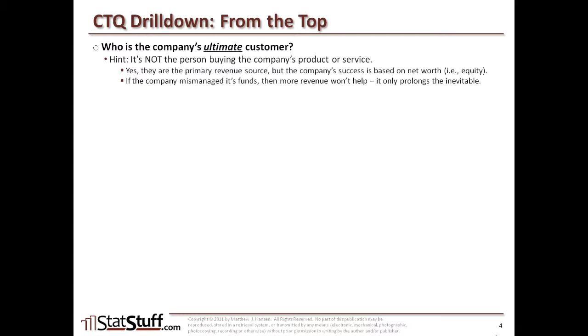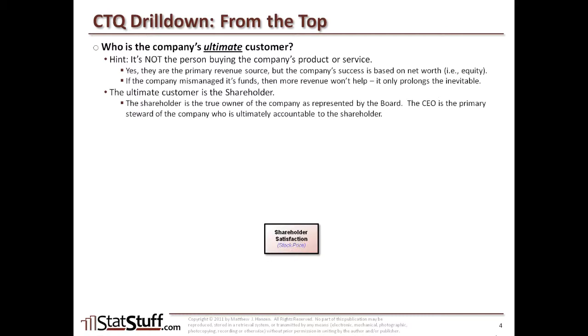So if we want to know exactly what the ultimate customer is, I believe it would be the shareholder, because they're the one who is the true owner of the company. They're the one that owns the company as represented by the board of directors. The CEO of an organization like that is the primary steward of the company, who's ultimately accountable to the shareholder.